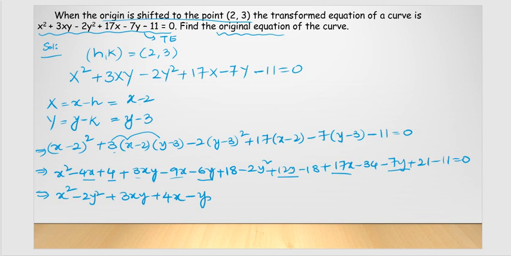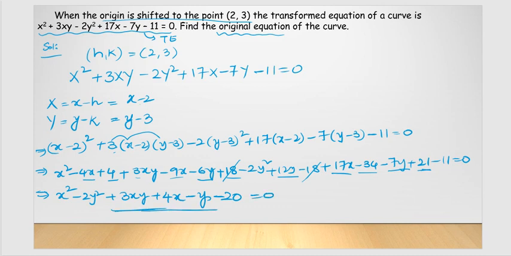Next constants, so 4 plus 18, so minus 18 plus 18 gets cancelled, so 4 is there. Next, 4 minus 34 is minus 30, plus 21 gives me minus 9, minus 9 minus 11 gives me minus 20, which is equal to 0.